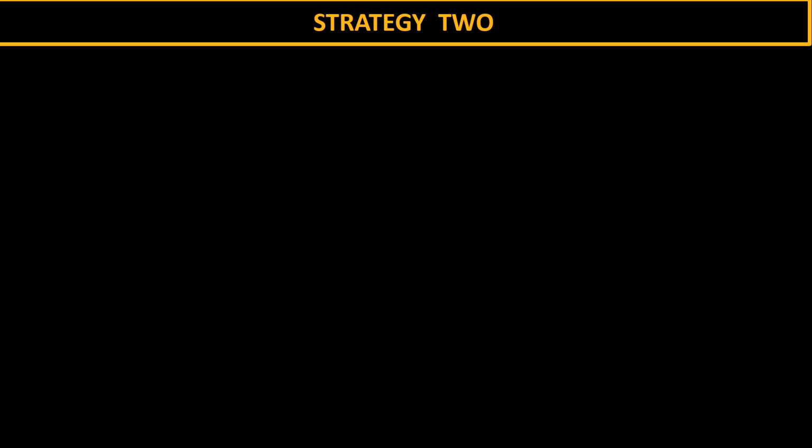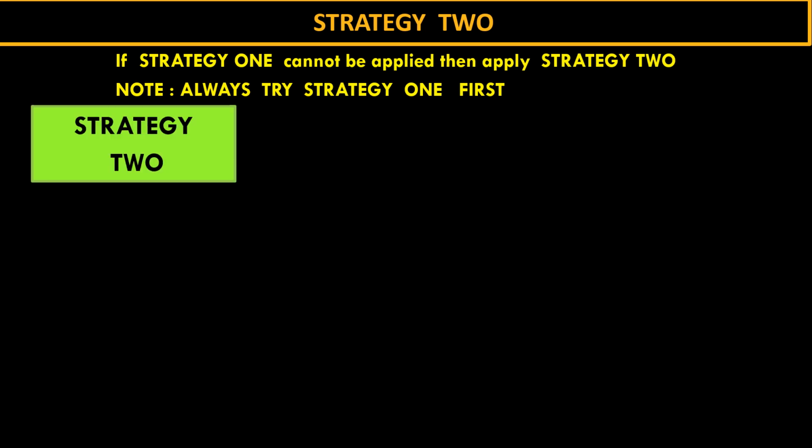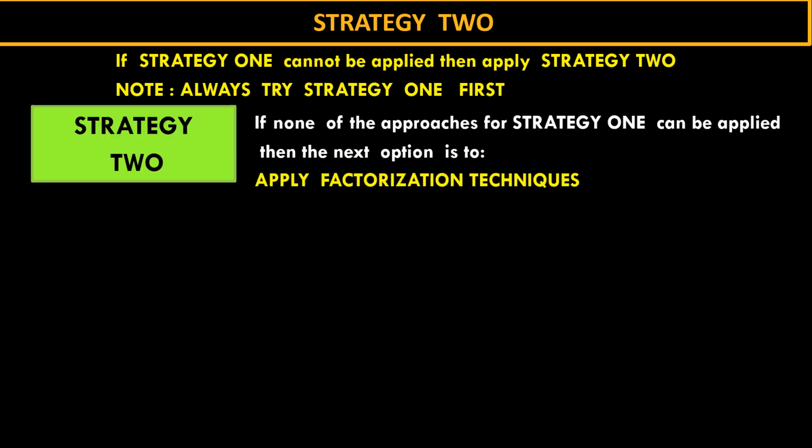Now let's just look at strategy 2. Now, if it's not possible to apply strategy 1, in other words, there are no like terms, or there's no fractions involved, there are no brackets to be removed, there's no cancelling that can be done, or there's no reduction identities, then we apply our next strategy, and that strategy is we apply the techniques of factorization. Now, the factorization techniques generally are the common factor, the difference of squares, the trinomial, or sometimes we might come across some grouping techniques there as well.